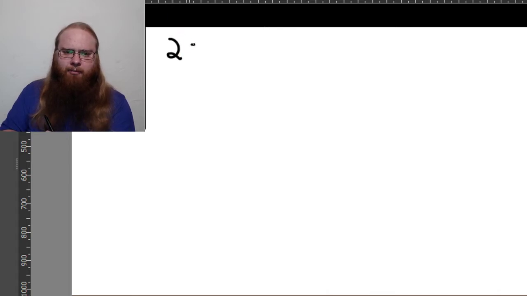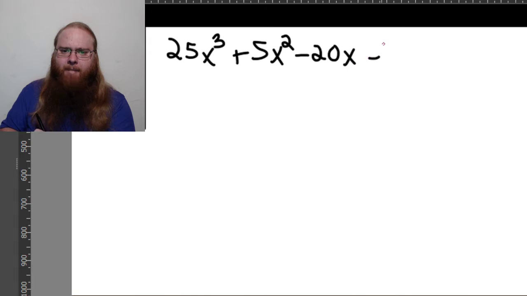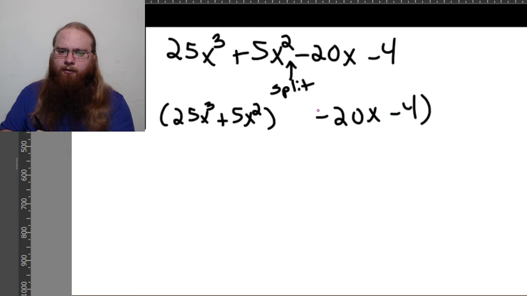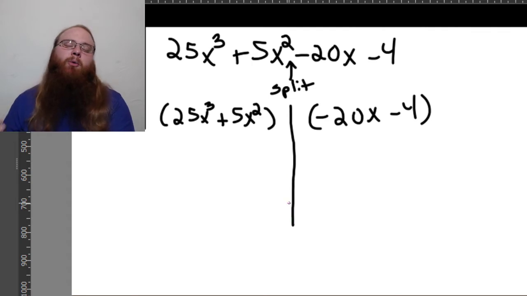Let's go ahead and do the problem 25x cubed plus 5x squared minus 20x minus 4. So like I said, we're going to split this in half, right here. And it's going to now become two problems. It's going to become 25x cubed plus 5x squared, and then the other problem is going to be negative 20x minus 4. So we split this polynomial into two binomials. Now we're going to work these binomials one at a time.